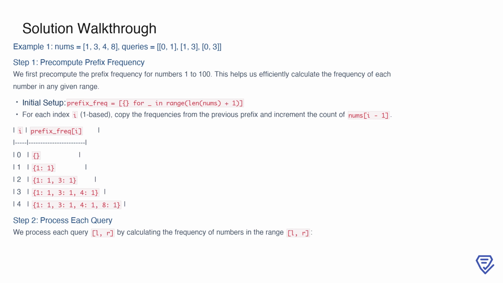the current number. For example, after processing the first number, the prefix frequency at index 1 contains 1, 1. After processing the second number, we have 1, 1, 3, 1, because both 1 and 3 have been seen once. This process continues, and by the end, the prefix frequencies for all indices are pre-computed. With this setup, we can now process each query efficiently. For a query, L, R, we subtract the prefix frequency at L from the prefix frequency at R plus 1 to get the frequency of numbers in the range, L, R.